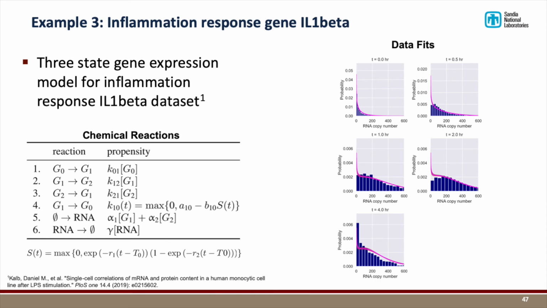In our final example, we are trying to infer the values of parameters in an inflammation response model of the gene IL-1 beta. This has 3 gene states and RNA. There are 11 parameters, and we have real data from a series of time points shown on the right.